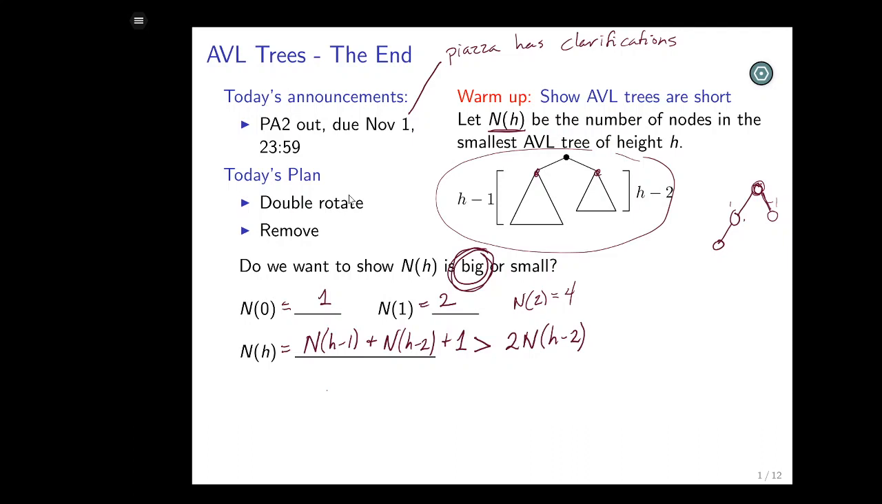So for this simplified version, where n of h is greater than 2 times n of h minus 2, what is the solution? Do you want to try? Should I give you a couple minutes to try to solve this? It's good practice considering there are going to be more recurrence relations showing up in this course. Let's say 2 minutes and you can figure this one out. You've got the substitution method, you've got recursion trees, you've got all these tools to use. Well, 2 tools. Try it.